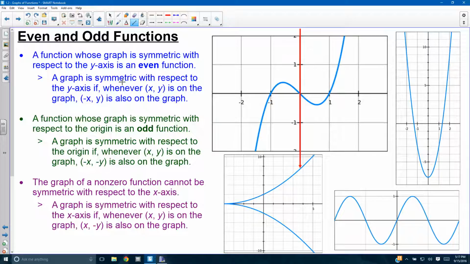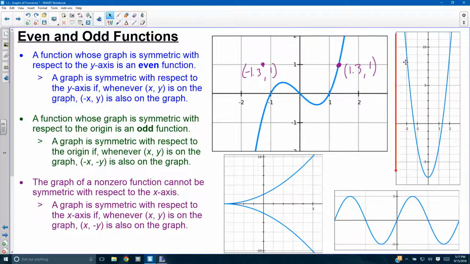Or in mathematical terms, whenever you have an x, y point on the graph, then there's a negative x, y point on the graph as well. Let's say this point is about 1.3, 1. Then there should be another point on the graph over here that's negative 1.3, 1. As you can tell, this does not exist on this graph, therefore this is not an even function.